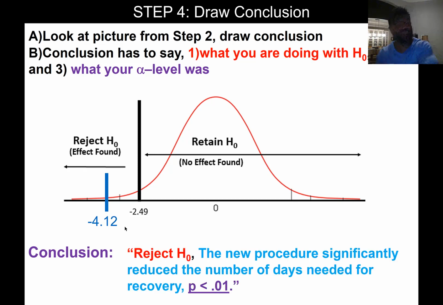And so what we're going to do is we're going to say we're going to reject the null hypothesis, right? Because we're out of here. And what you would write is something like, the new procedure significantly reduced the number of days needed for recovery, right? You went from having 64 days on average to having 56 days on average, okay? And you're going to say P less than 0.01, right? Be careful with that, because that's what our alpha was. It wasn't 0.05, okay?